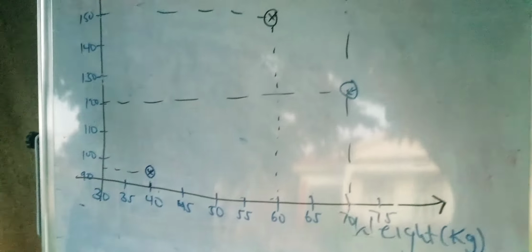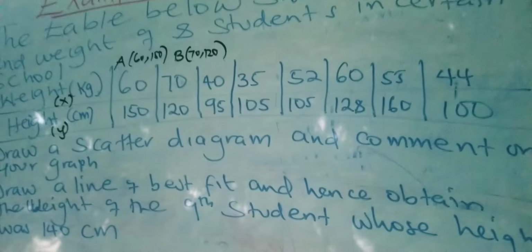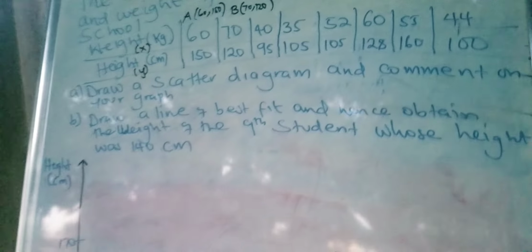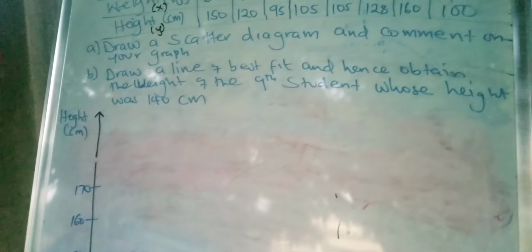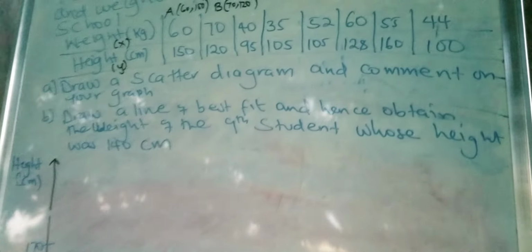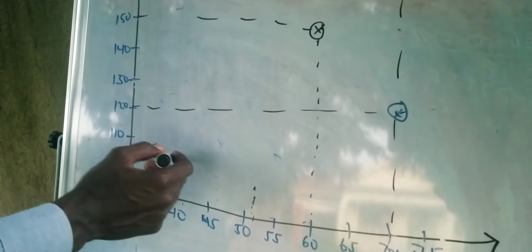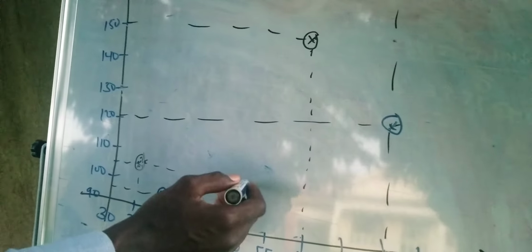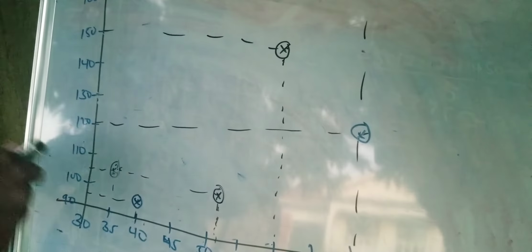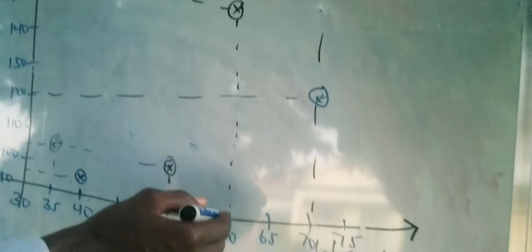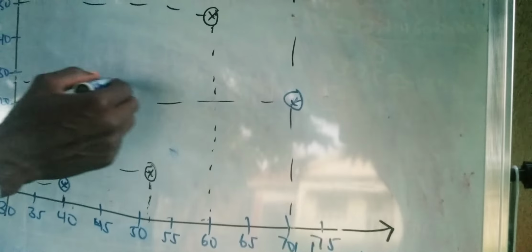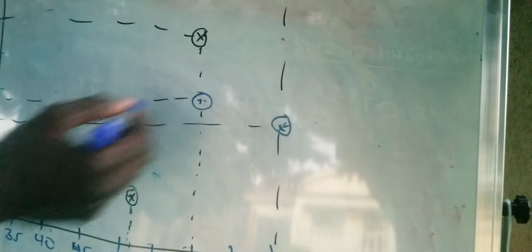Then after that, I have my point, which is going to be 35, 105. 105 will be up here, and then 35 there. So this becomes the point. And then we have 52, 105. For 52, you have to look into your graph paper. 52 and then 105 still, which I expect to be around there. Then 60, 128. We have 60, but this time around 128, which is going to be around there. So 60, 128 will be this point, I hope.